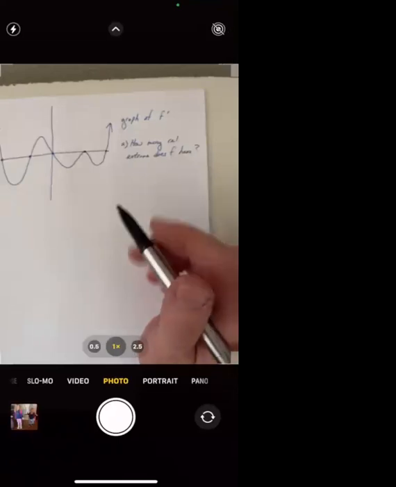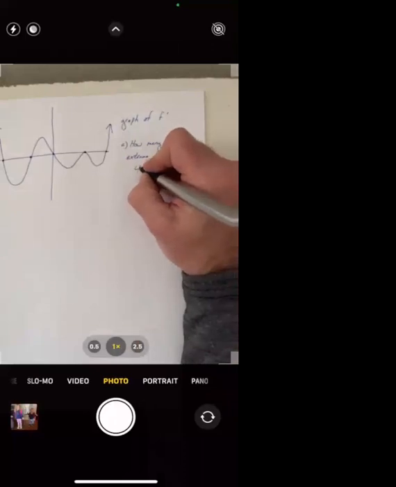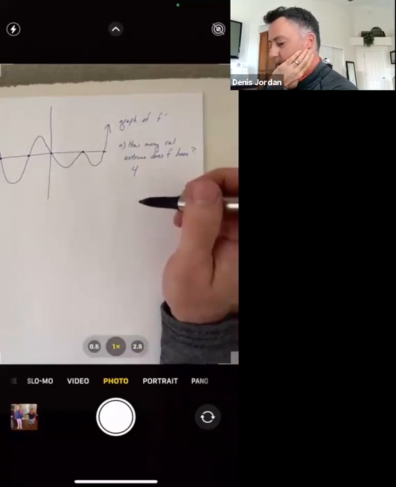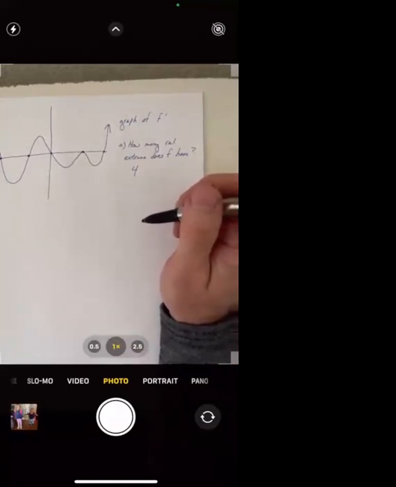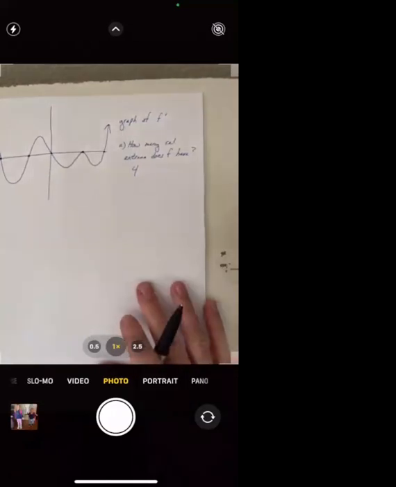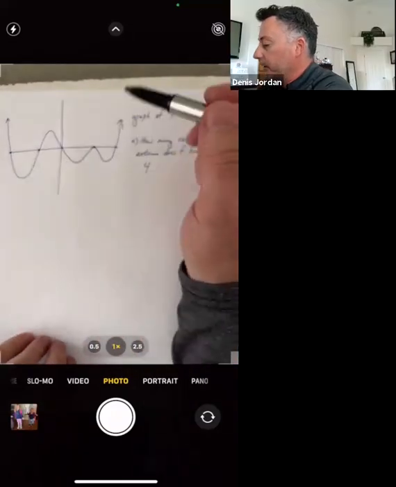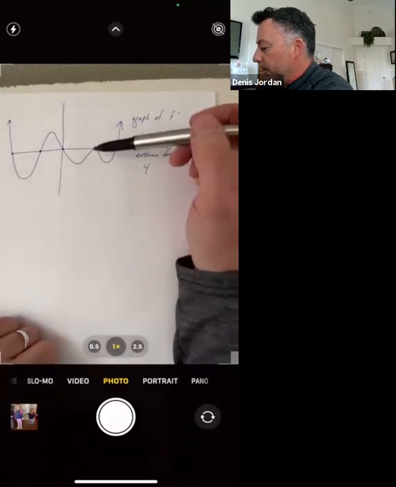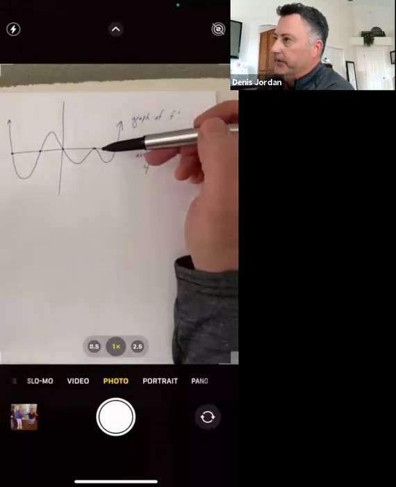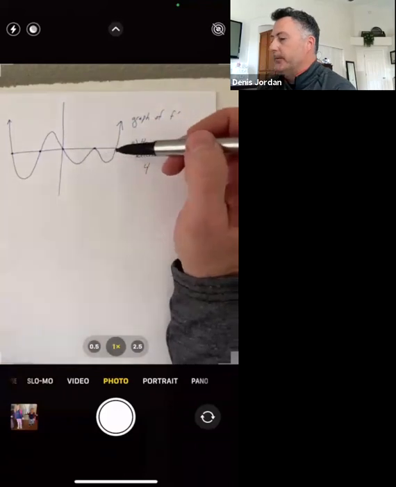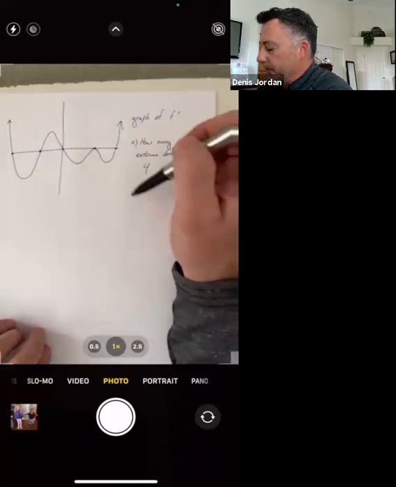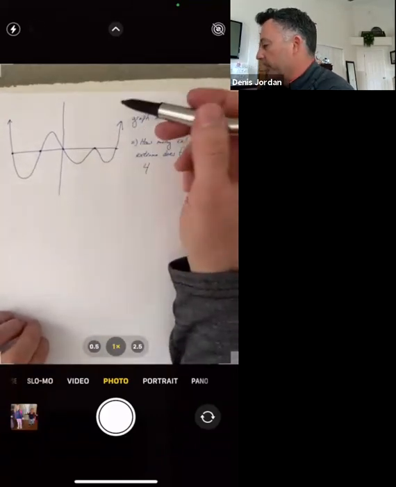Is it four? So why is it four? Because I see four times on this graph where this function crosses the x-axis. Yeah, and he's exactly right. You want to look for where it fully crosses it. So this one right here, it doesn't cross over, so it does not give you a relative max or relative min, because there has to be a change in sign for the derivative. It has to fully cross. It can't just come up to it and bounce off. It has to completely go across.